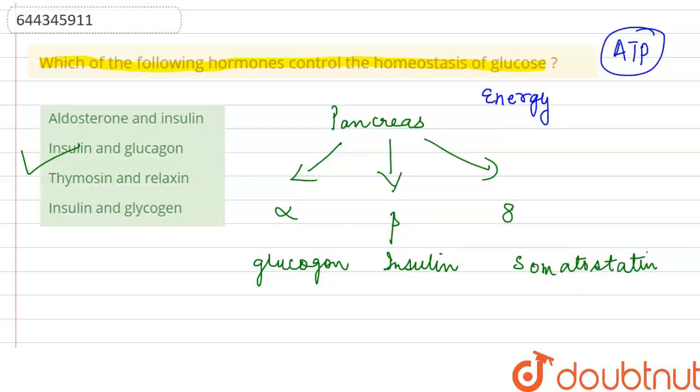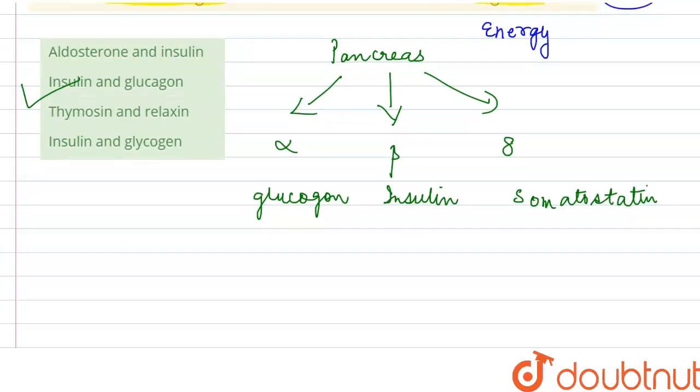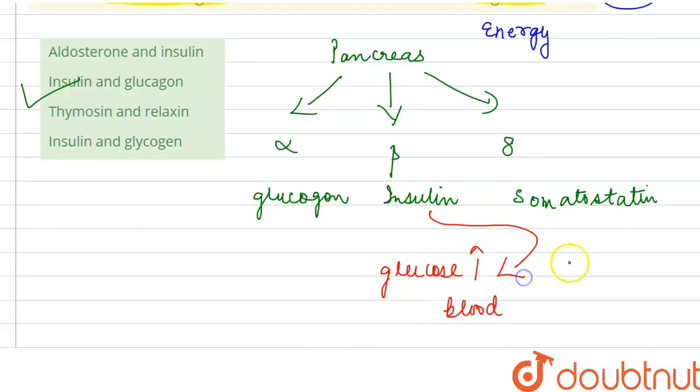Now, if we talk about how they work, let's take glucose. Whenever there is an increased concentration of glucose in the human blood, insulin will be secreted by the beta cells, and it will try to bring down the glucose level in our blood. Otherwise, it would be very serious for the individual.